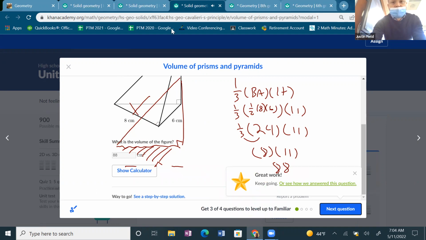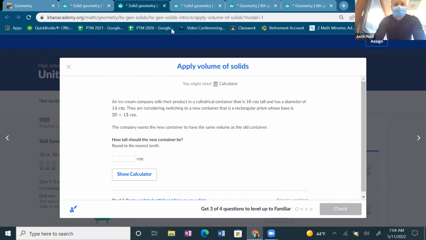Let's look at some high school geometry. So applying volume of solids. So really, when you get to high school geometry, we should be talking about applications of volume, but a lot of times the actual volume formulas are neglected. So that's why we have to do those. But now let's talk about application.